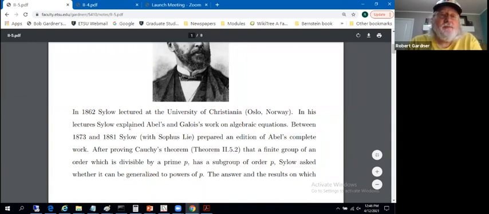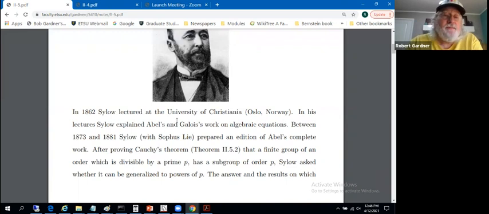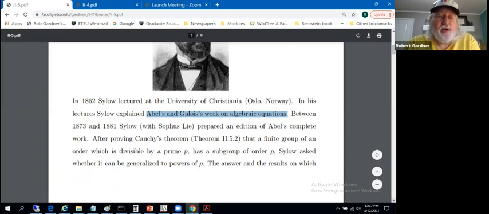In 1862, Sylow lectured at the University of Christiania in Oslo, Norway. In his lectures, he explained Abel and Galois' work on algebraic equations. So this is the very foundations of modern algebra in the sense of dealing with algebraic equations by applying groups and group theory. Between 1873 and 1881, Sylow, along with Sophus Lie, prepared an edition of Abel's complete works. Abel did more than just his algebraic results.